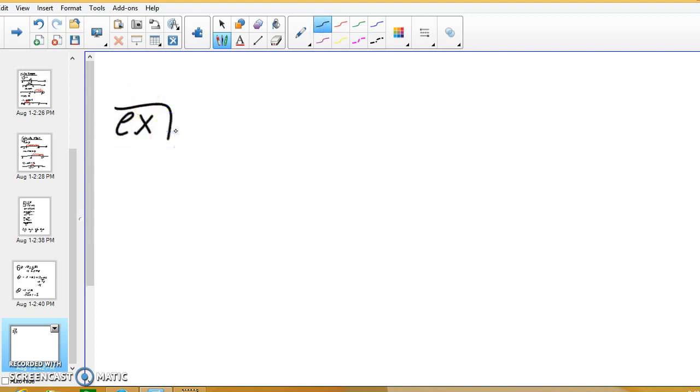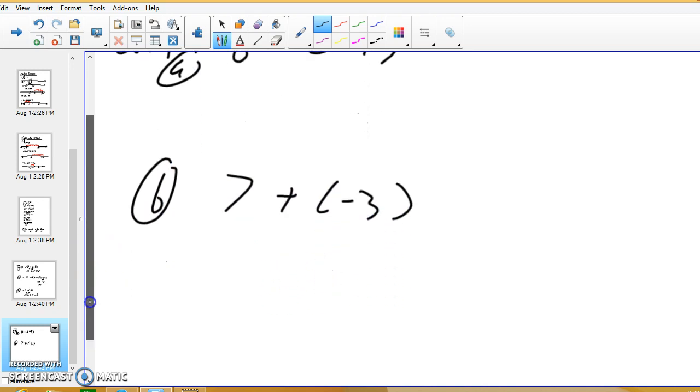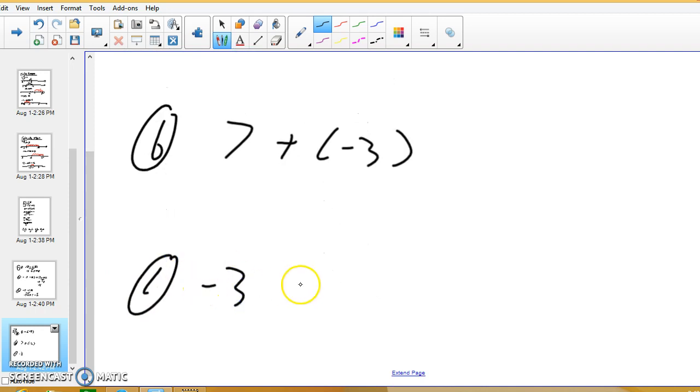So I'll give you guys a couple of seconds to work on some examples yourself. The examples here would be: a, 8 minus negative 4; 7 plus a negative 3; then negative 3 minus a negative 5. I'll give you guys a chance to work on that right now.